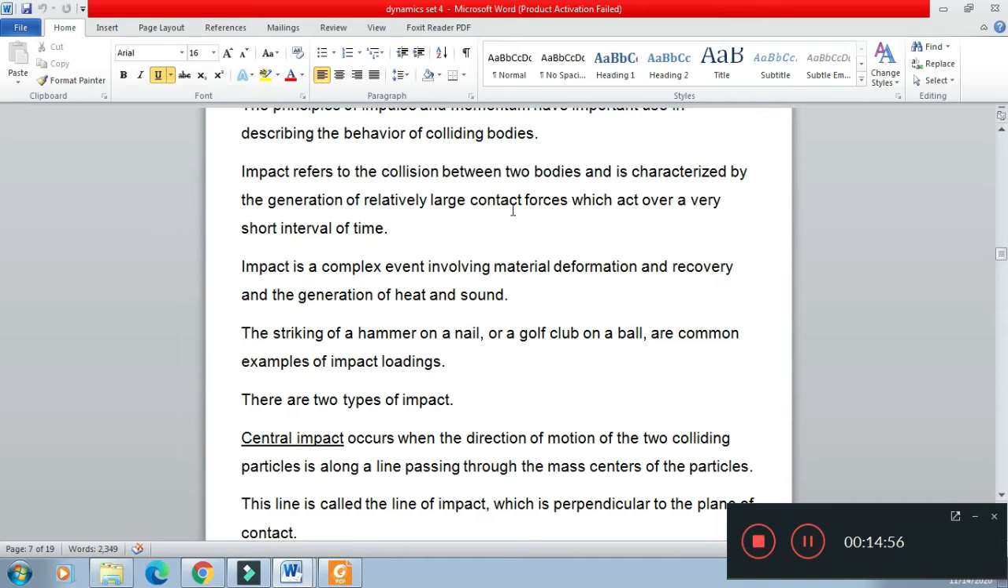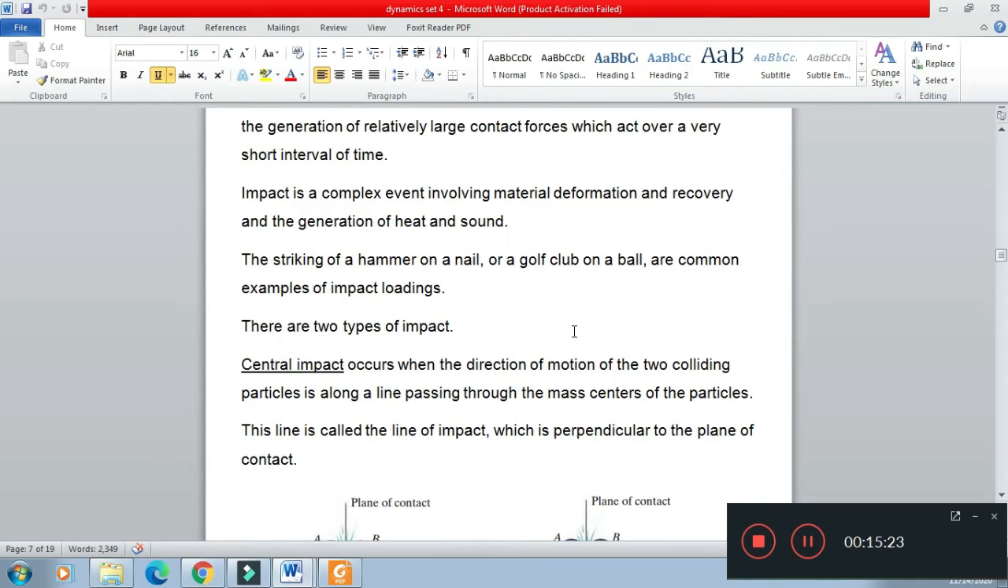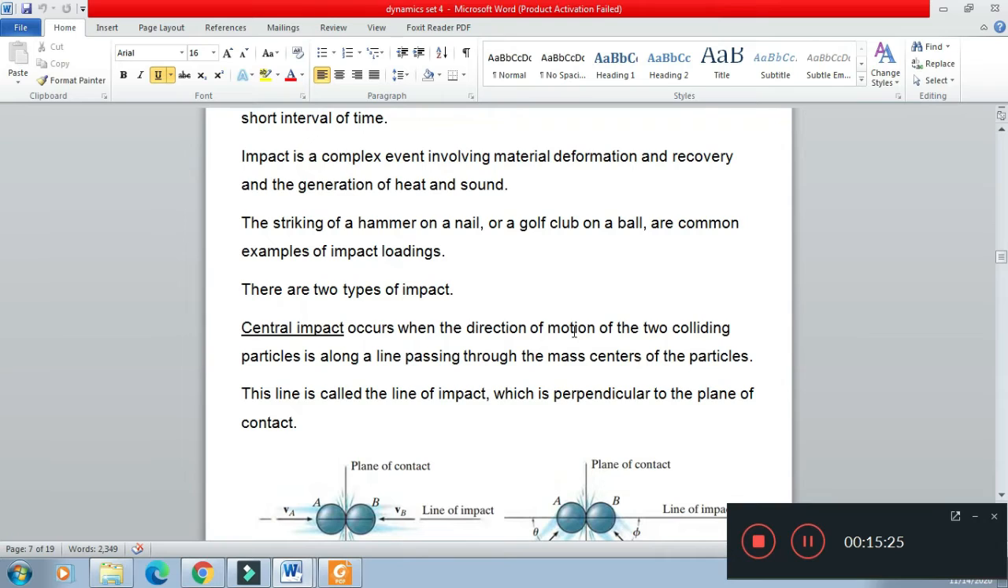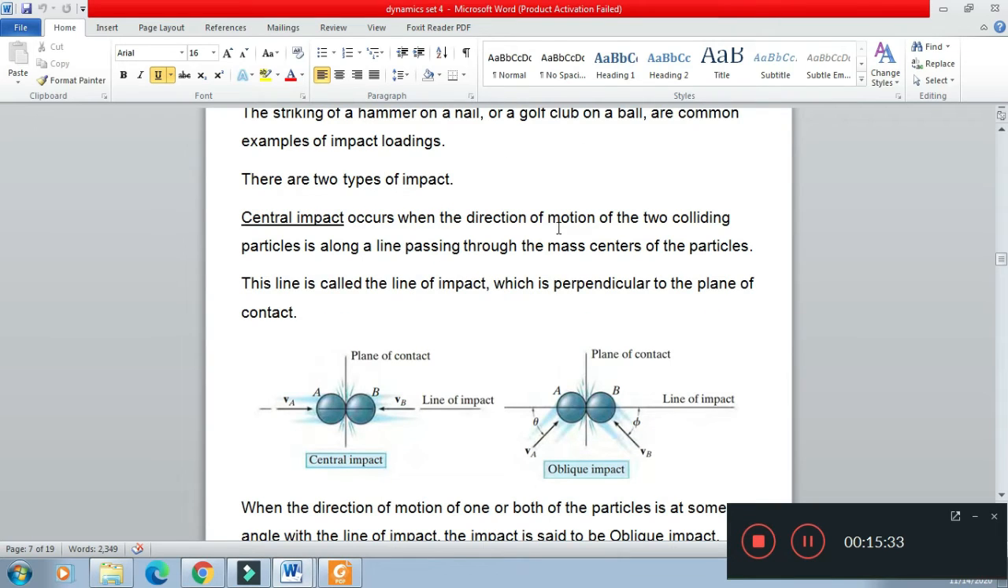Now impact is a complex event. When there is collision, there is material deformation, and once the impact occurs, the recovery takes place, and during this period there can be significant generation of heat and sound. The examples of impact: the striking of a hammer on a nail or a golf club on a ball. These are two common examples of the impact loadings.